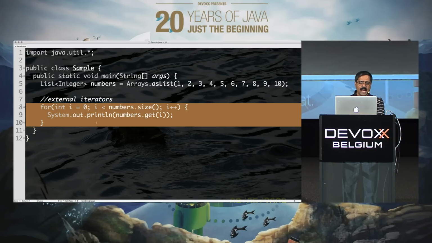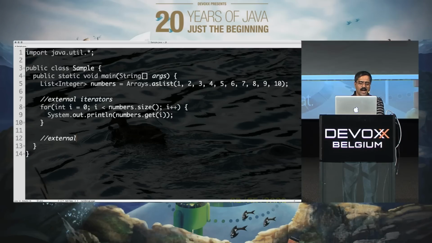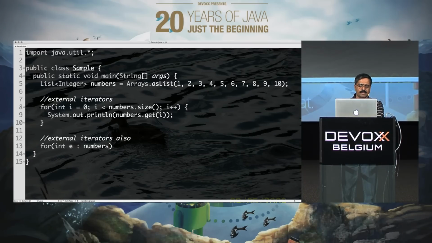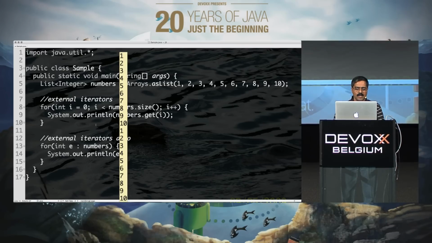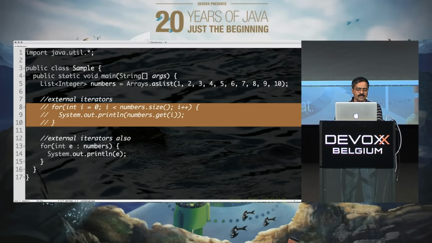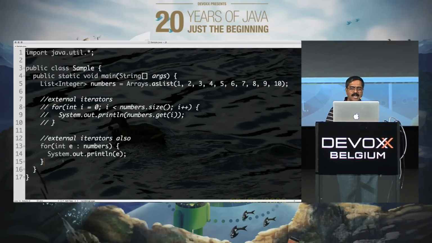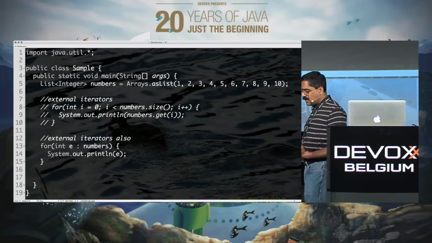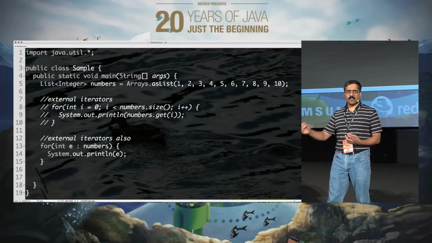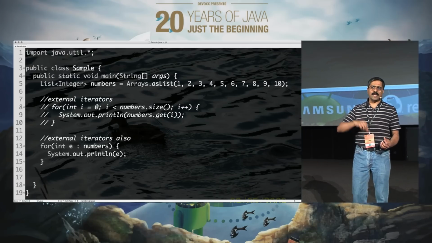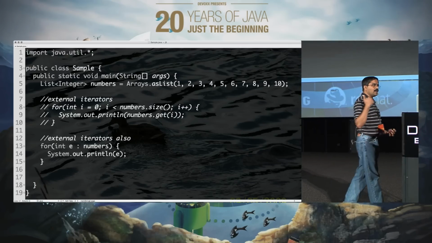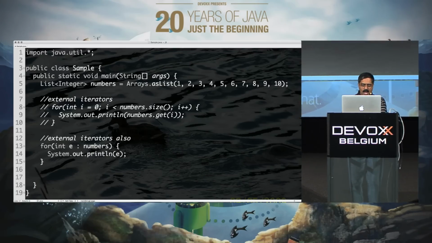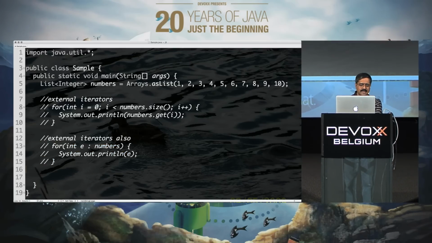Well, thankfully, we have another way to reduce this complexity, and this is an external iterator also, and this is where for element in numbers, and then we can output the element. Well, clearly, this one is a lot better than the previous one, as you can see, because it takes a lot less effort to write this. But both of these collectively are called external iterators because you still control the iteration all by yourself, asking it to go to the next element and the next element and the next element, and you have to work through all the details.